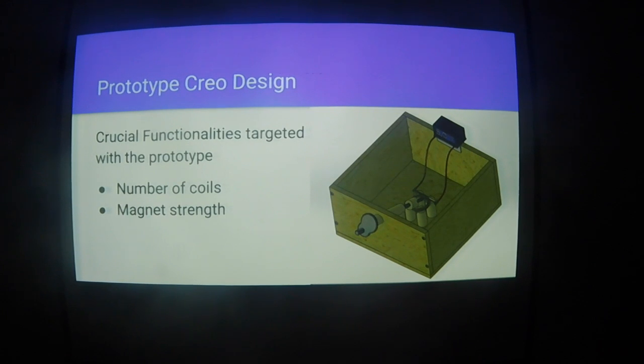For our prototype designing in Creo, as you can see in the diagram here, our crucial functionalities targeted with the prototype were the number of coils and the magnet strength, as those were the only variables within our actual prototype. The digital version of the prototype was helpful because it was able to further analyze the optimal key functions of the design with the ease of variable manipulation from the digital design.